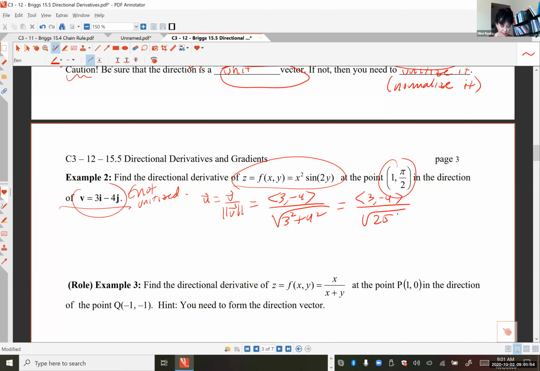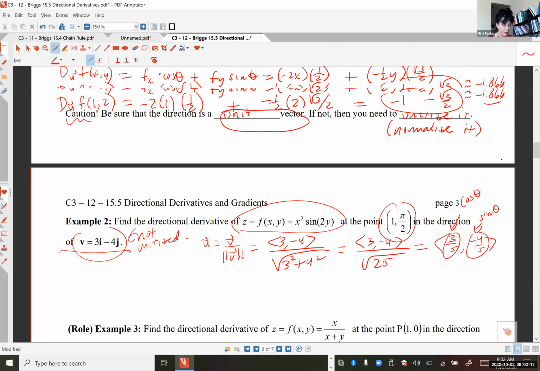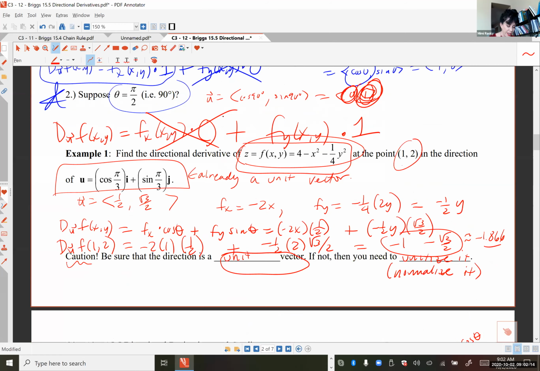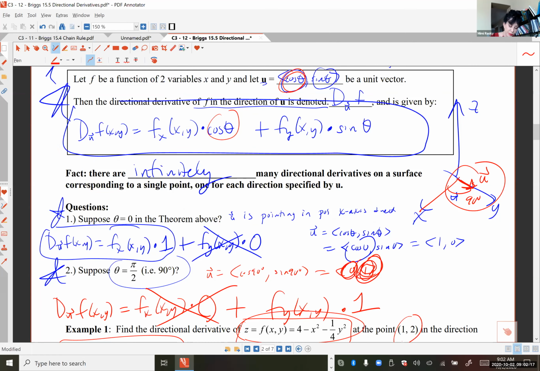Ooh, that's nice. That doesn't always happen. It just turns out it's going to be square root of 25, which is 5. And then I'll have this. Now, folks, what I want you to get is that this 3/5 is a cosine of theta, and this is a sine of theta. So in the formula above here, the cosine theta is simply the first component of your unitized direction vector, and the sine theta is the second component of your unitized direction vector.